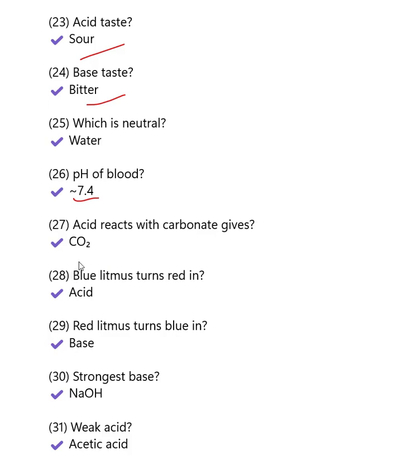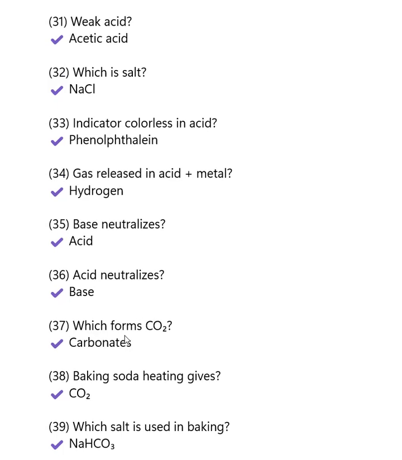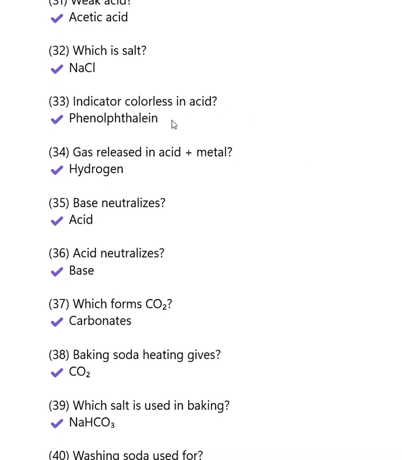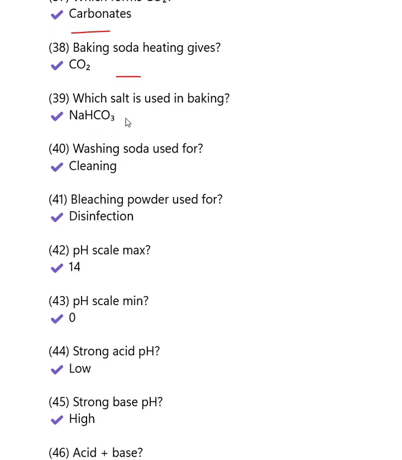Acid reacts with the carbonate, it gives carbon dioxide. And your indicator colorless in acid is your phenolphthalein. Gas released in acid plus metal is hydrogen. Base neutralizes acid, acid neutralizes base. Which forms carbon dioxide? Carbonates. Baking soda heating gives your carbon dioxide. Which salt is used in baking? That is your NaHCO3. Washing soda is used for cleaning, and bleaching powder is used for disinfection.